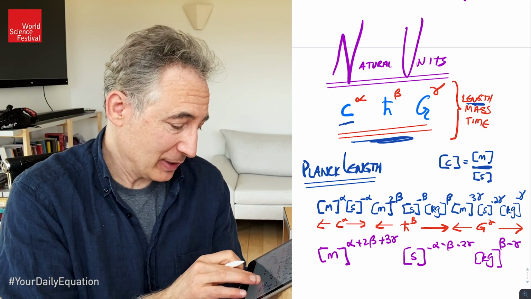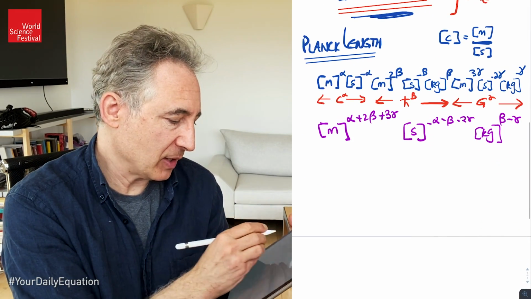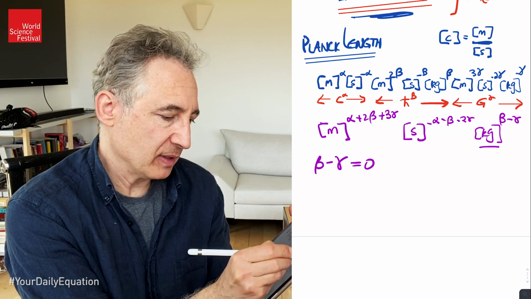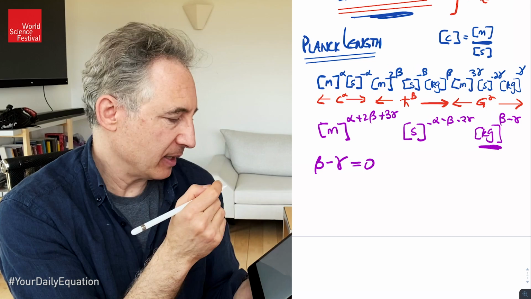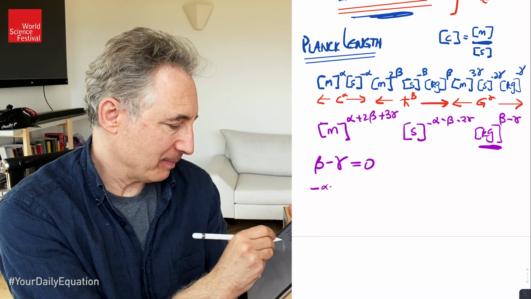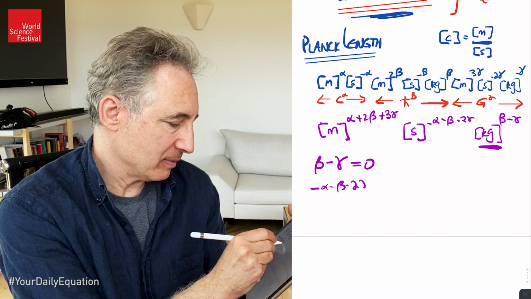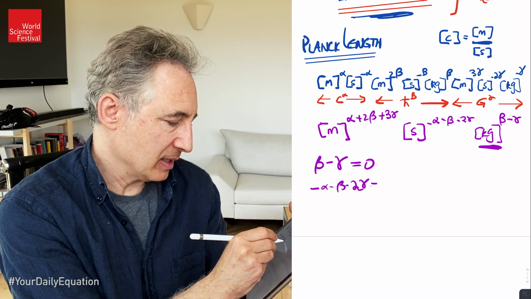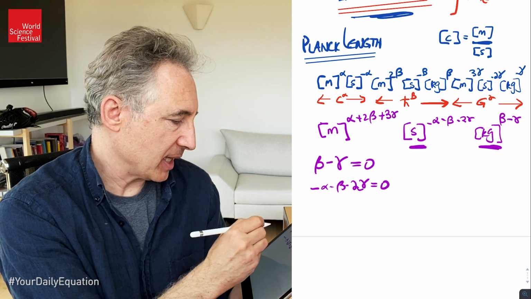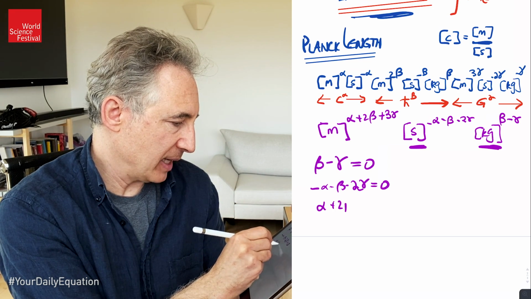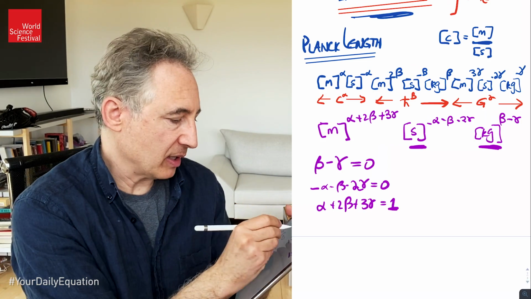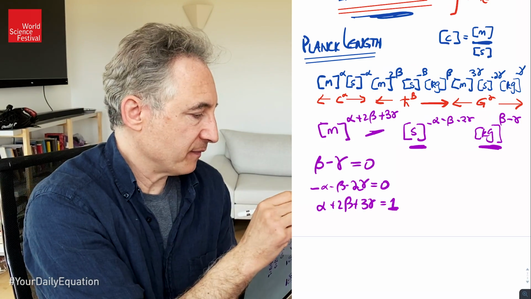And all I need to do now is write down my 3 equations. So I'll do them in reverse order. I want beta minus gamma to be equal to 0, so I won't have any kilogram in the particular combination that I'm looking at. And I want also my alpha minus beta minus 2 gamma, my 2's sort of look like gammas, sorry, to be equal to 0, so I don't have any seconds in this combination. And I want my alpha plus 2 beta plus 3 gamma to be equal to 1, so that my units are length to the first power.